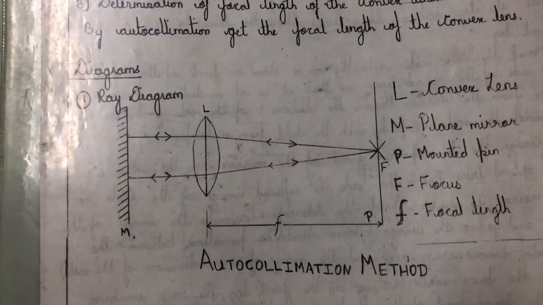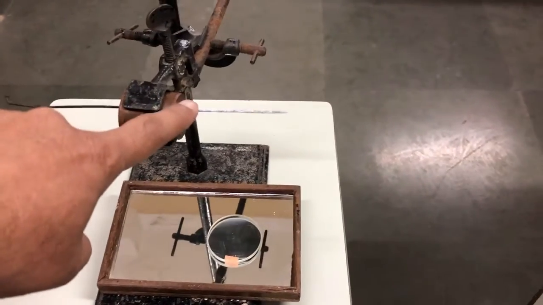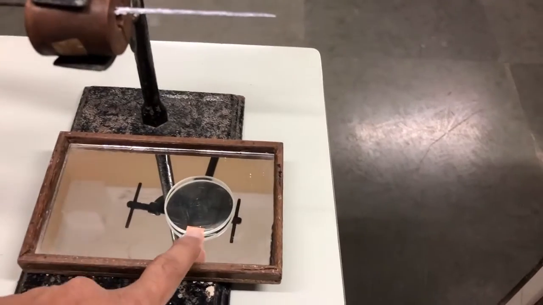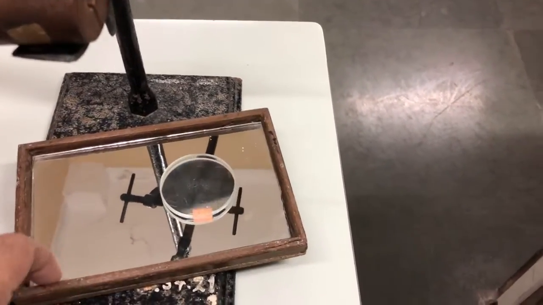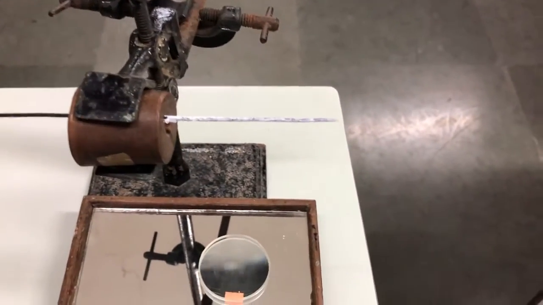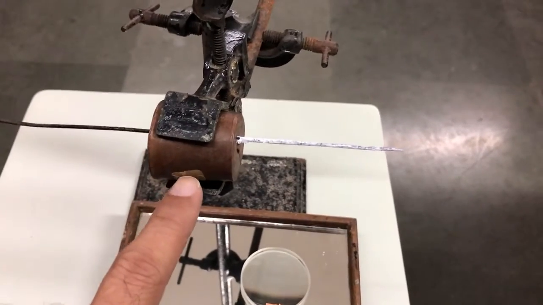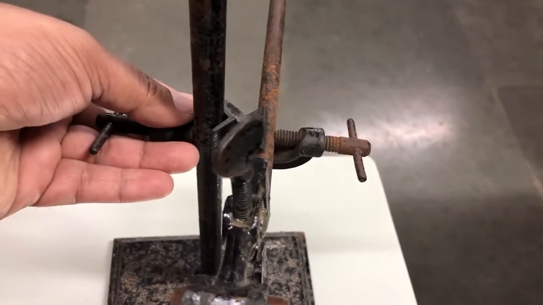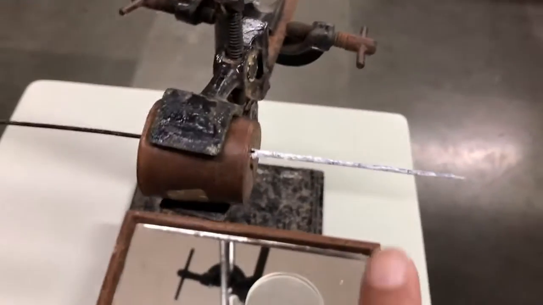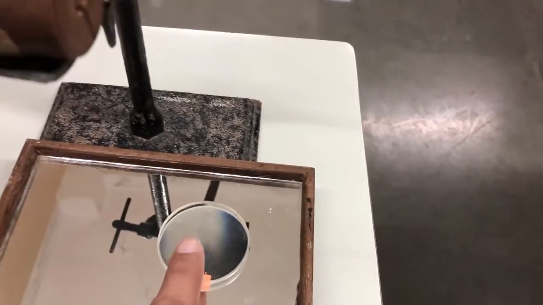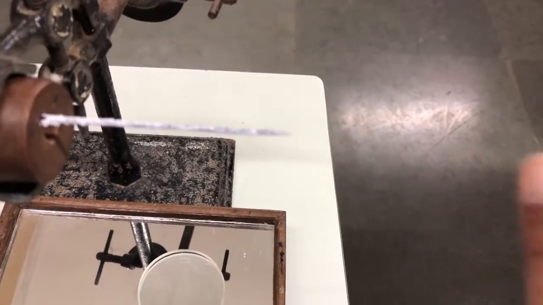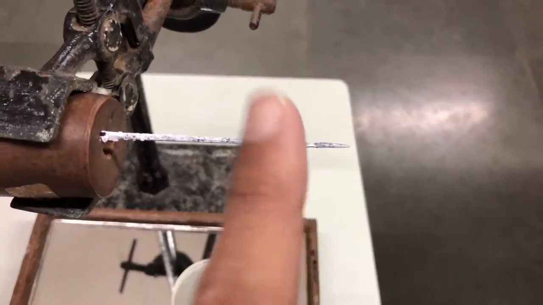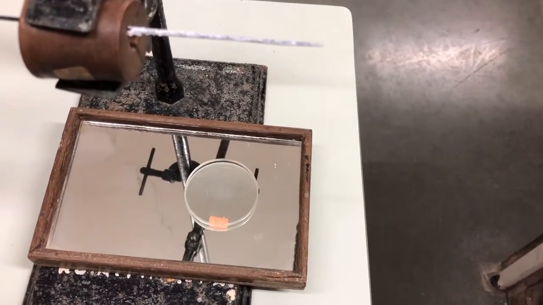Please follow me. Okay students, now you can see the index pin over here. We have a convex lens, the one which we are going to use for our experiment, and this is the plane mirror. This stand is taken just to hold our index pin, and we can move the position of the stand up and down so as to adjust the distance from the index pin to the lens. We are going to continuously check the image and the parallax between the image and the index pin.